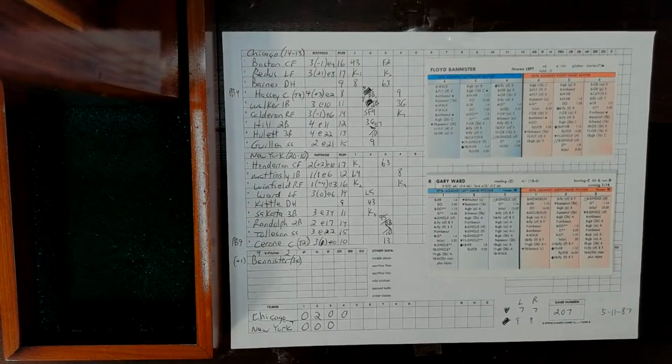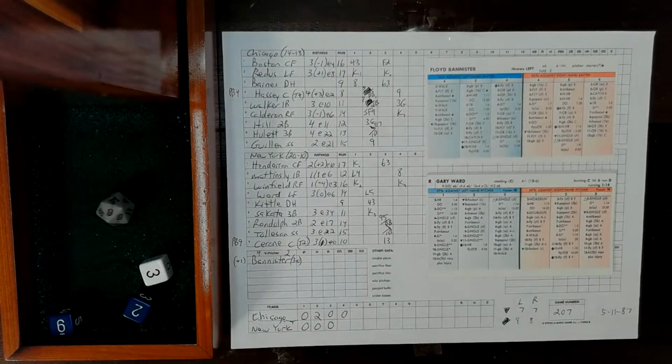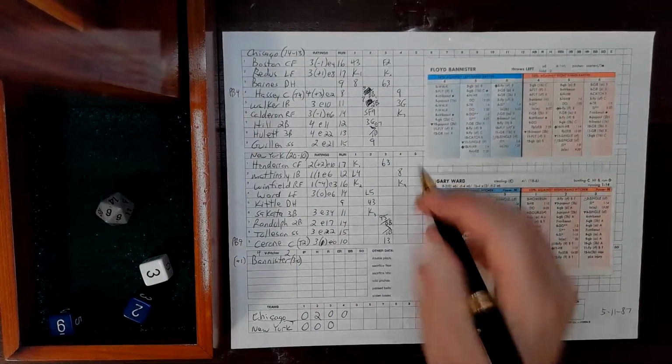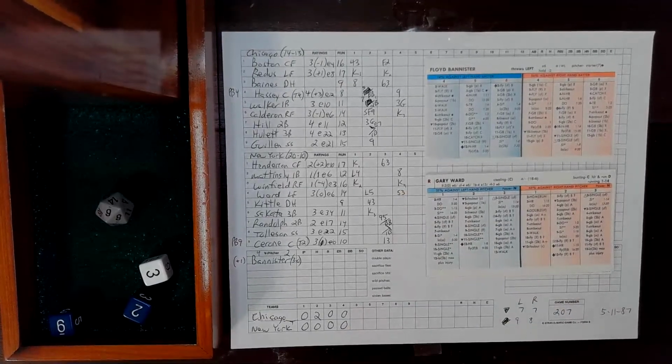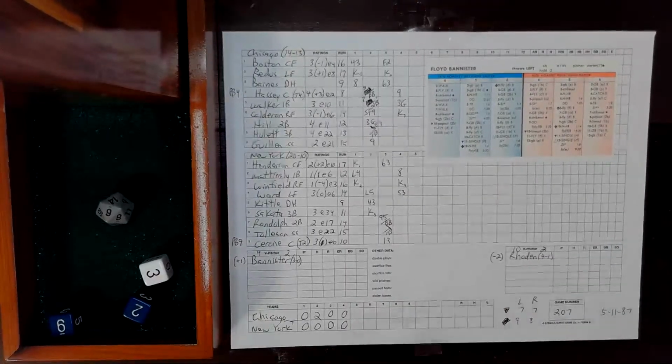All right, here's Gary Ward. So he's pitching lights out. 3-8. Ground ball to third. Easy play for Hewlett. Another 1-2-3 inning. Yankees go quietly. We go to the fifth. It's still 2-0 Chicago.